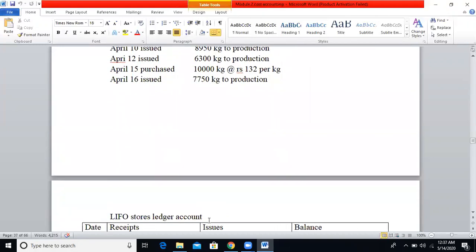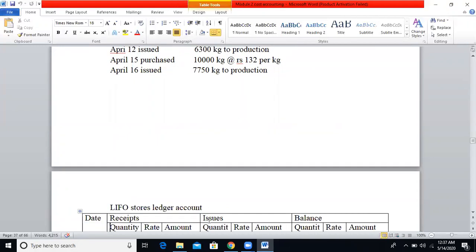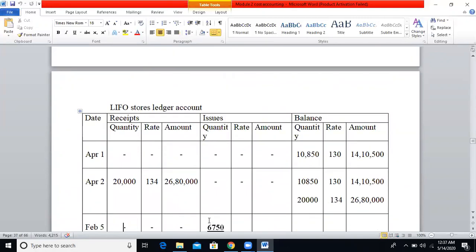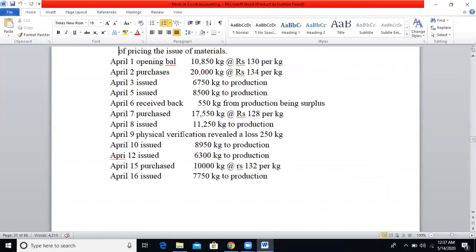Now you have to prepare the LIFO stores ledger account. See the format. The format will be date, receipts, issues, and the balance column. So we are having quantity, rate, and the amount column. See the first transaction. You have to check whether the dates are in chronological order or not. So here the dates are in order.